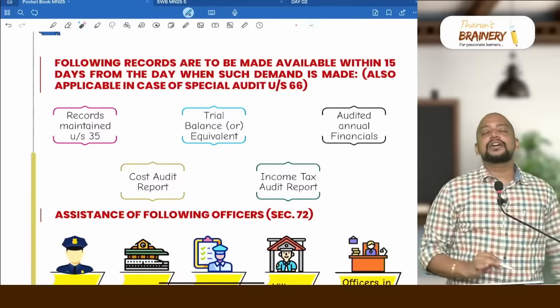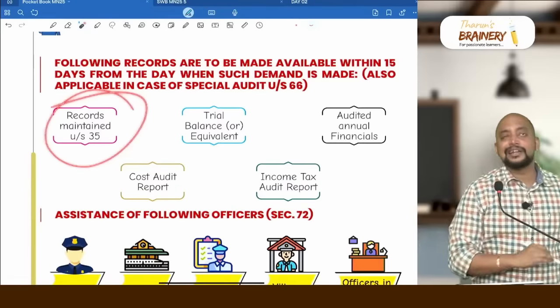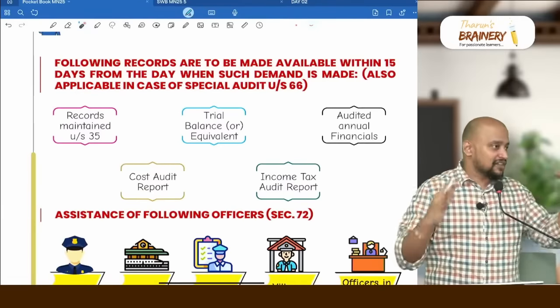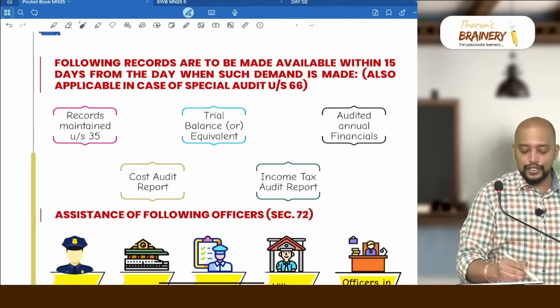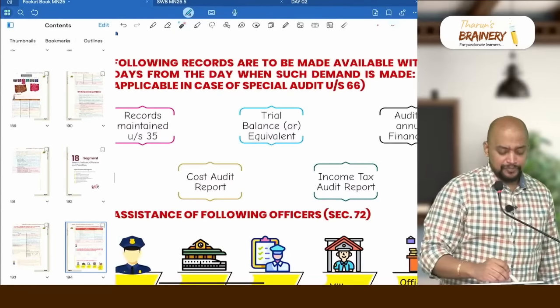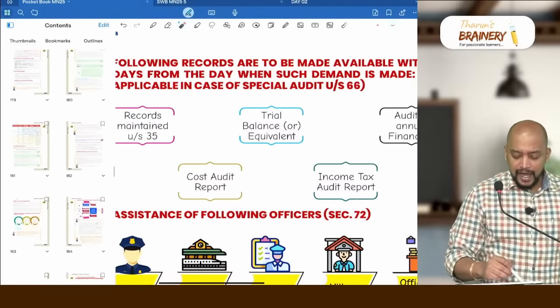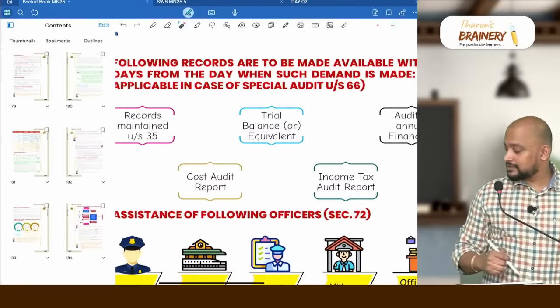15 days. What records do I need to make available? All the records which are to be maintained under section 35. What are the records which we are required to maintain under section 35? So we have I-FORMAT.